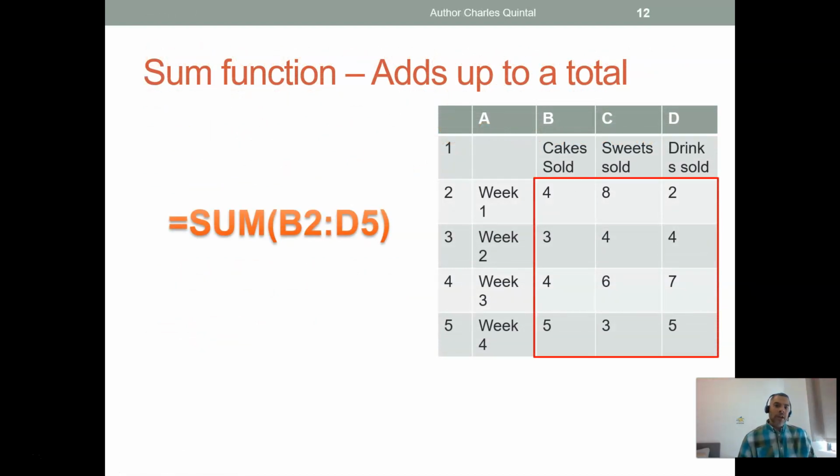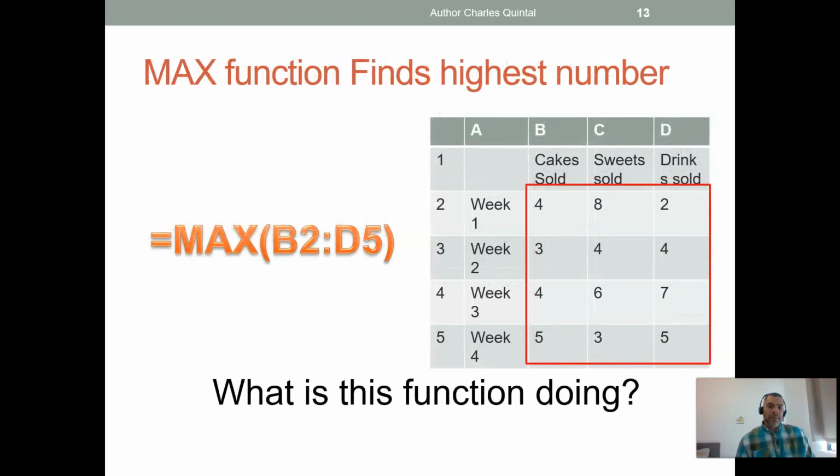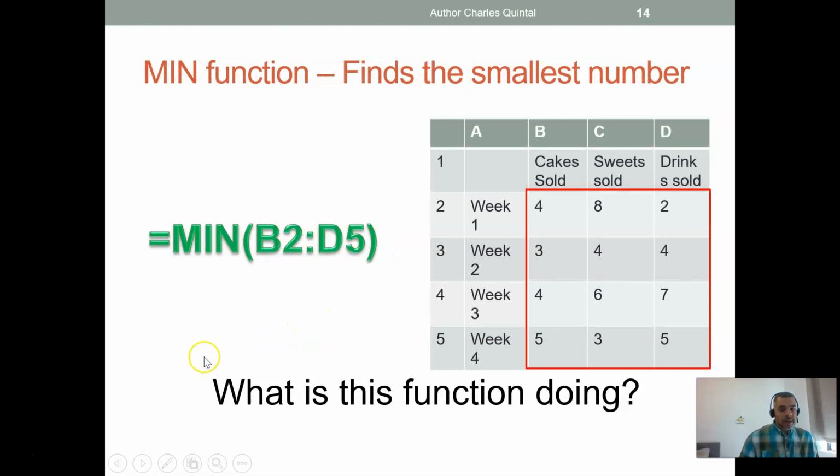Okay, so we know that the sum function adds up to a total, and let's take a look at the other ones. By now you'll get the idea of what's happening. You have the name of the function. So the max function finds the highest number. It will scan this data and it will select 8 as the highest number when we press enter. So that's your max function. You've got your min function as it stands there. Min stands for minimum, and it will find the smallest number, which is the 2 in that data set. Okay, so just bear that in mind.